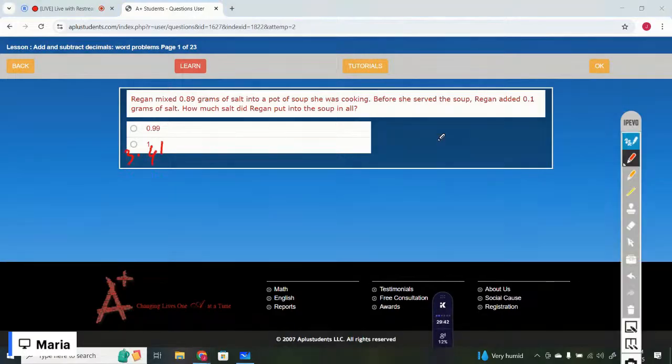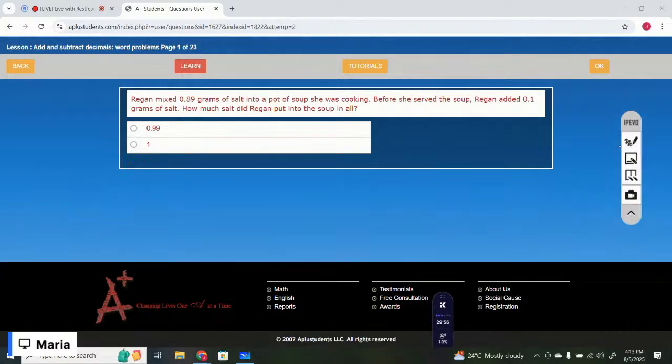So 0.89 plus 0.1. So that is 9. 8 plus 1 is 9. So the total salt she added is 0.99. Option number 1 is the correct option.